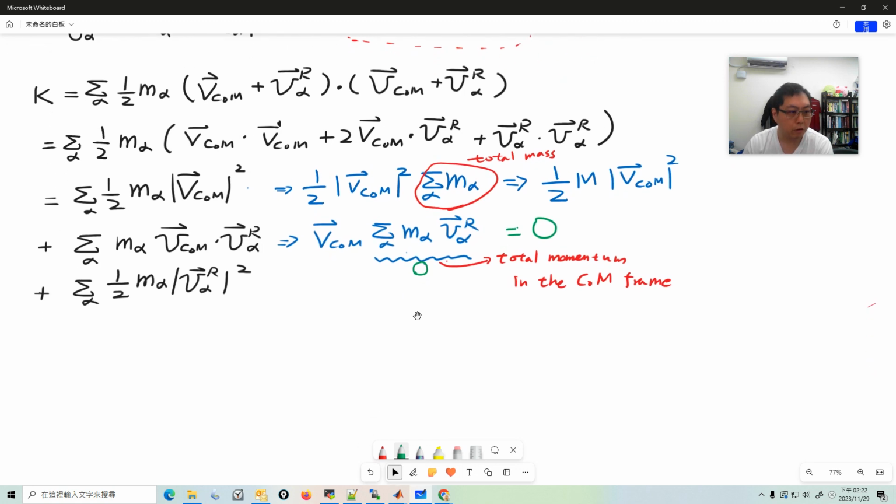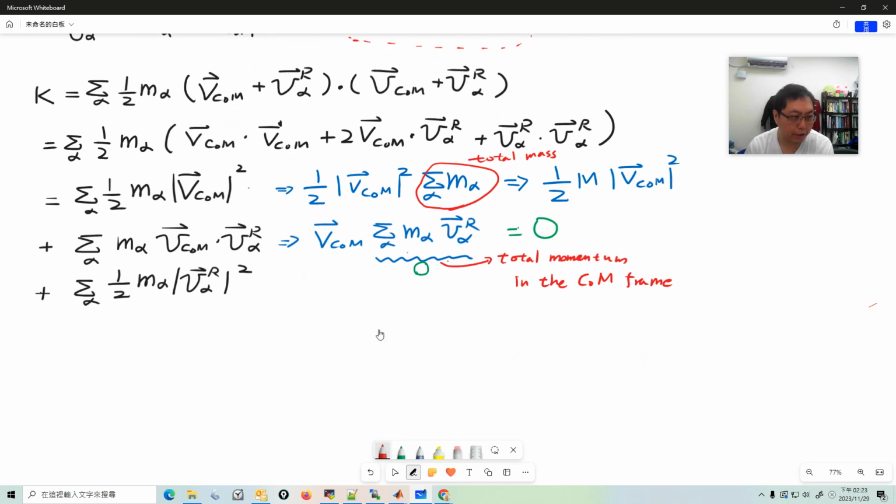And so what's the last term? Okay, it looks like the kinetic energy. That's the kinetic energy in the center of mass frame. Do you see that? Previously, we used this formula to calculate the internal kinetic energy, right? We just calculated the kinetic energy in the center of mass frame, and we also finally gave it a name. That's called internal kinetic energy.